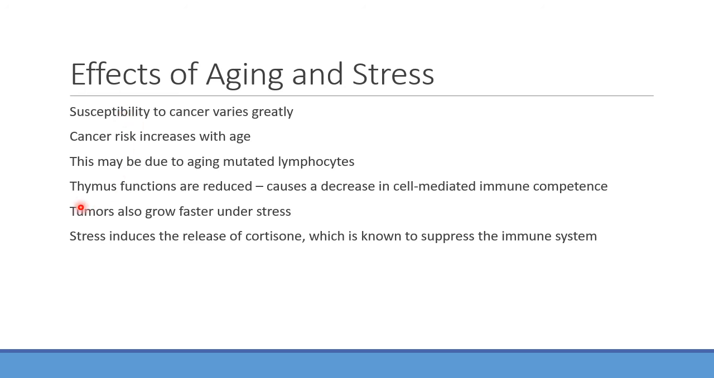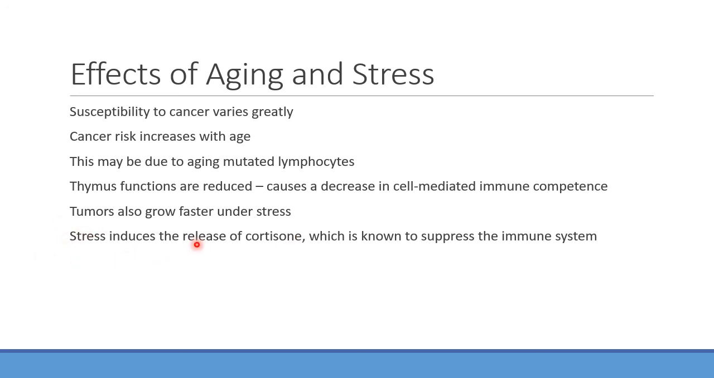But again, you can find things like thymus function might be reduced, so you may be more likely to develop that. Tumors tend to grow a lot faster when you're under stress, especially because we mentioned that when you're in a stressful situation, you have a lot of cortisol. What does that do to your immune system? It suppresses it, right? So again, that can give cancer cells the chance to continue growing on their own, essentially.